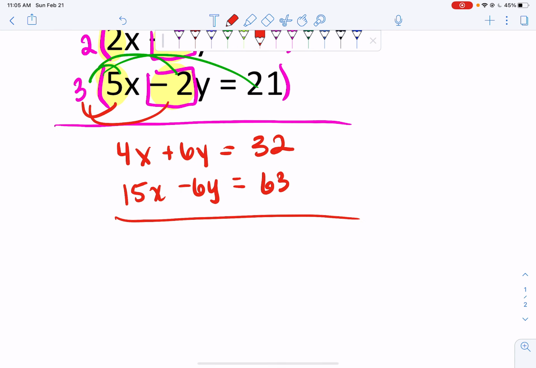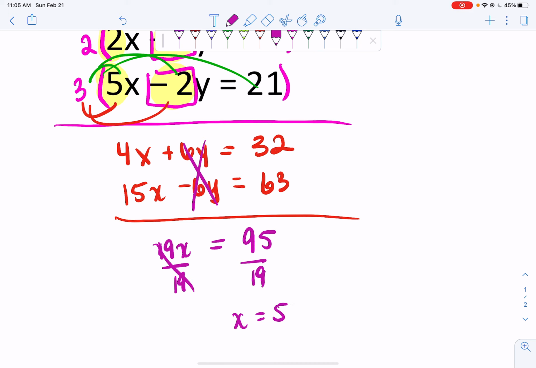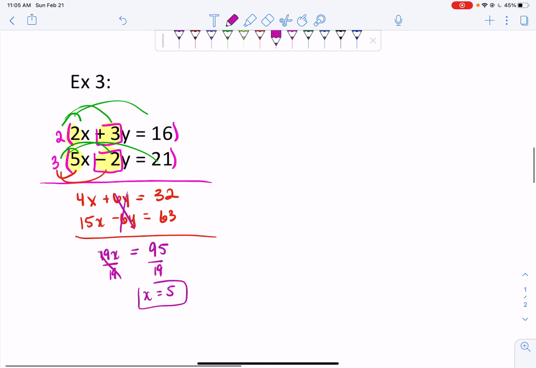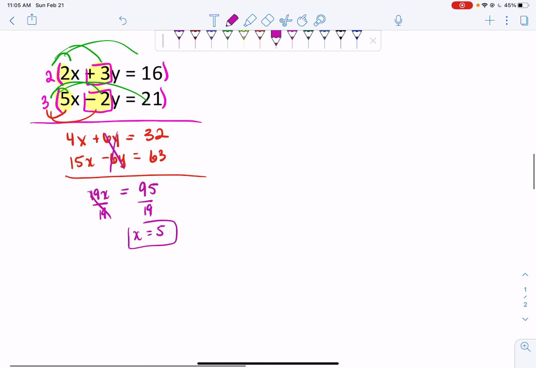Now we add our equations together. 4x plus 15x, 19x. 6y minus 6y gives you a 0y. So I have now 32 plus 63, which is 95. Now divide both sides of your equation by 19. And I get x is equal to 5. So now we want to solve for y, so we have to choose one of our equations, our first one or our second one. I'm going to choose the first one because everything's positive.